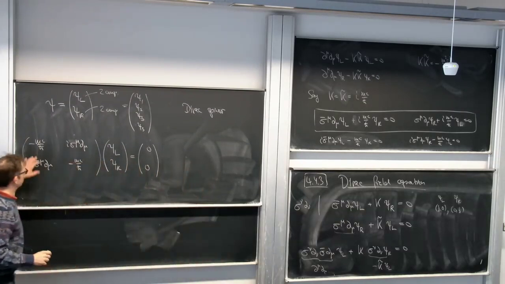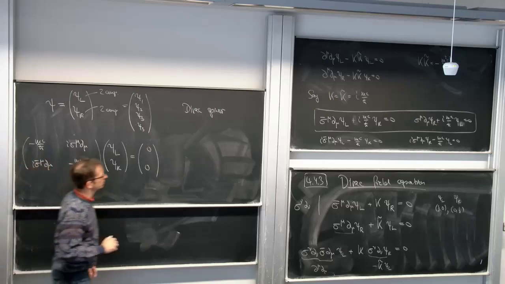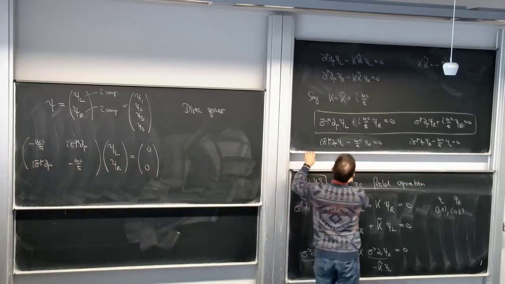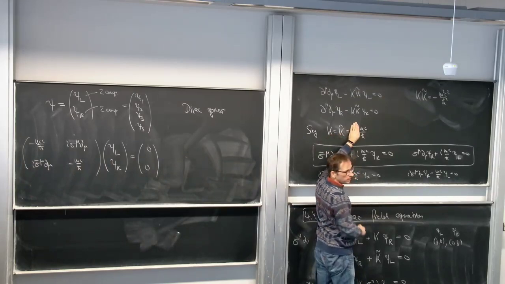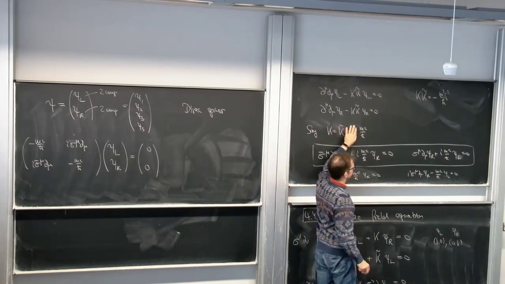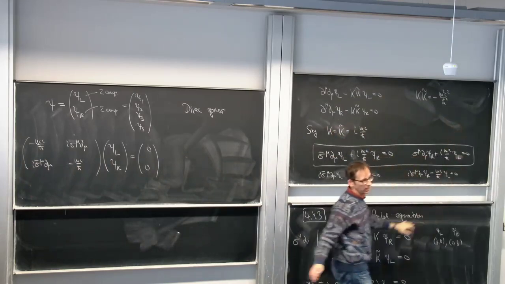Perfect. Now we have put everything into one equation, a matrix equation. Now, yes? Couldn't we get rid of the I altogether if we just redefined our psi R to be, let's say, I times the... Yes, we could. Then basically the K is plus M and the K tilde is minus M, and then the product is still this thing, and then you don't have any I's.